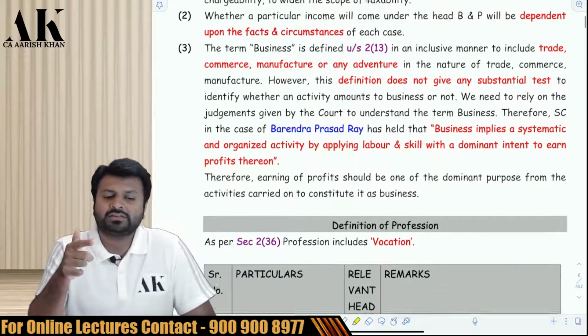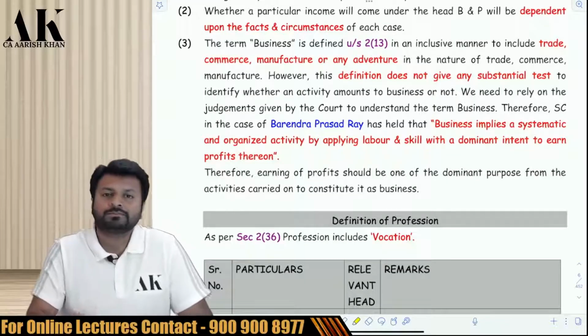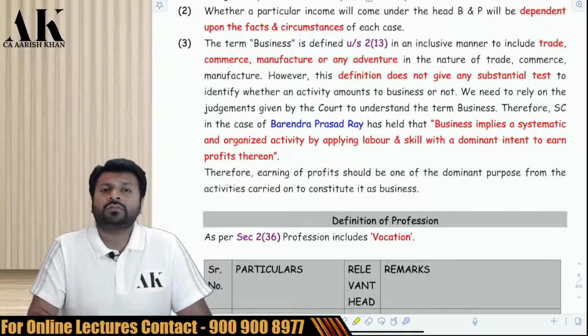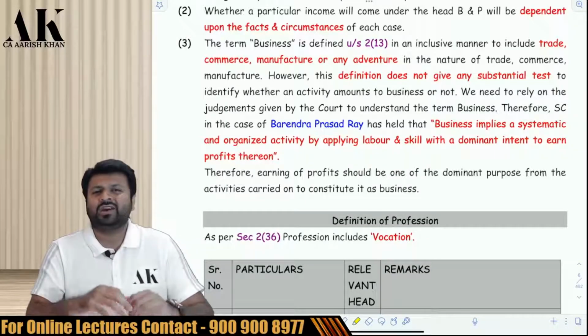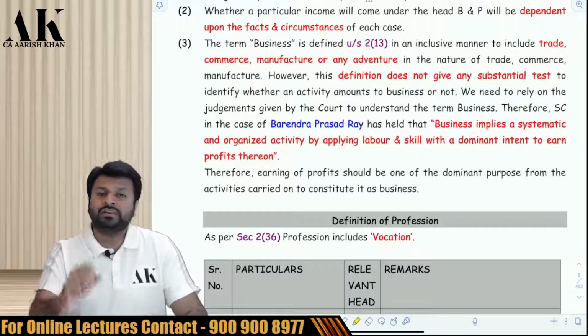What is profession? That is also very stupidly defined in section 2 clause 36, as you can see on the board. What is profession? Again, that is an inclusive definition. Profession includes vocation. Sir, what is vocation? Vocation means any occupation requiring skill. So profession is defined. It's a one-word definition.